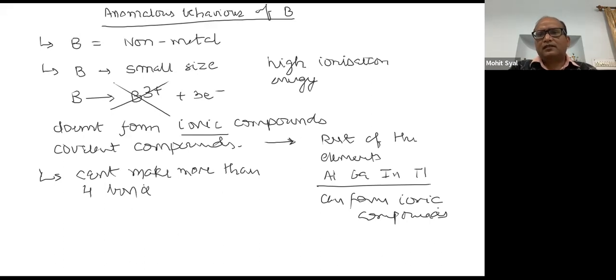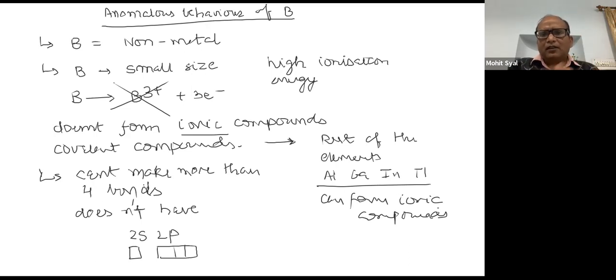Yeah, because it doesn't have any d orbital. It is a second period element, and a second period element has only 2s and 2p. Out of these, 2s has 1 orbital and 2p has 3 orbitals. So it can make 4 bonds only. It cannot make 5 bonds. It cannot exceed its covalence. Is it clear, Fatima? Any doubt in this? No, sir. Okay, so these are some of the properties of boron.